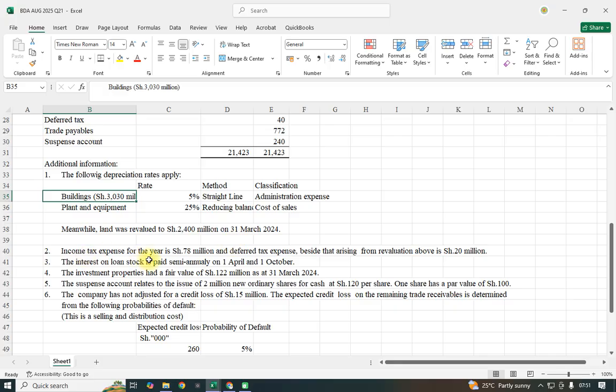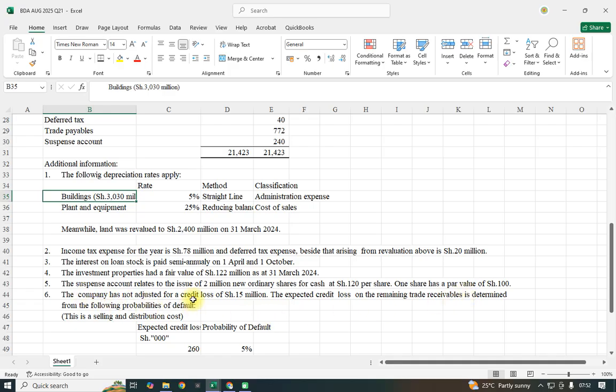Income tax expense for the year is 78 million, and deferred tax expense, beside that arising from revaluation above, is 20 million. The interest on loan stock is paid semi-annually on 1st April and 1st October. The investment property had a fair value of 122 million as at 1st March 2022. The suspense account relates to the issue of 2 million new ordinary shares for cash at 120 per share. One share had a par value of 100 shillings.